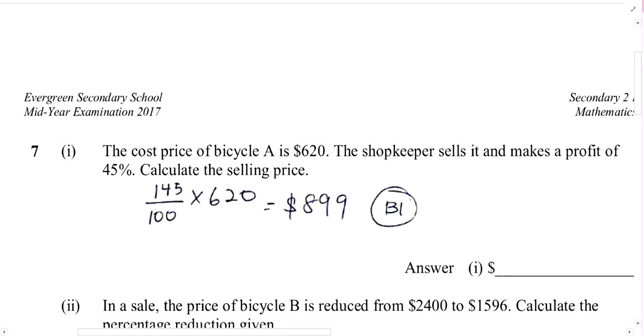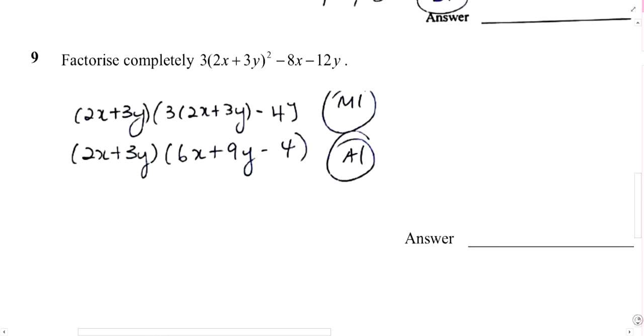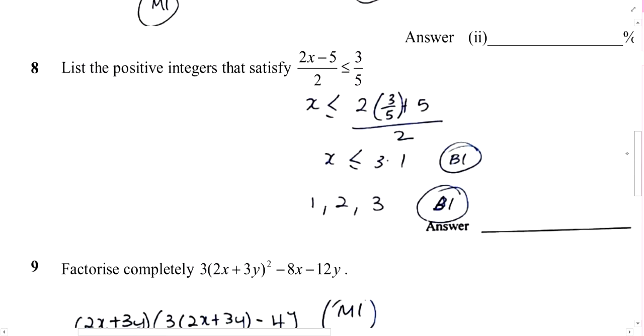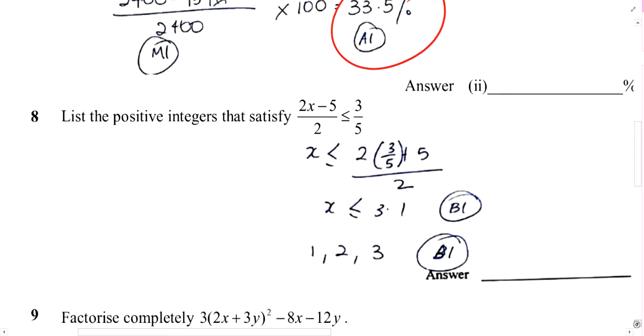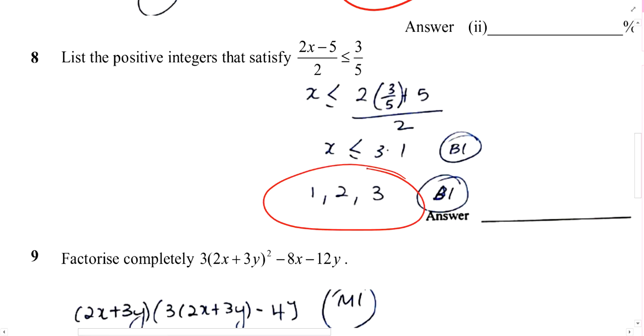Okay, 7 part 1, $899. Check your work. Need me to go through? Yes or no? No. Okay, part 2. 33.5%. Next one. 1, 2, and 3. Okay.